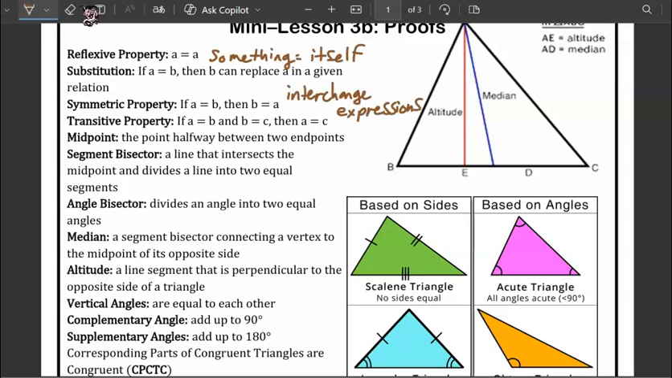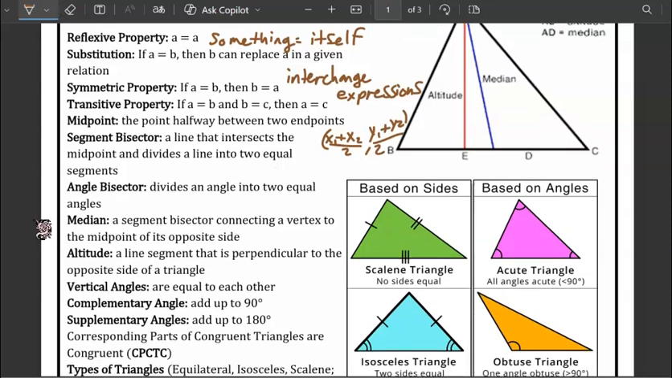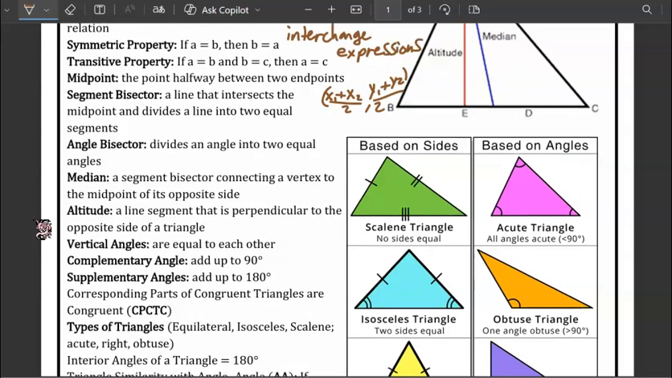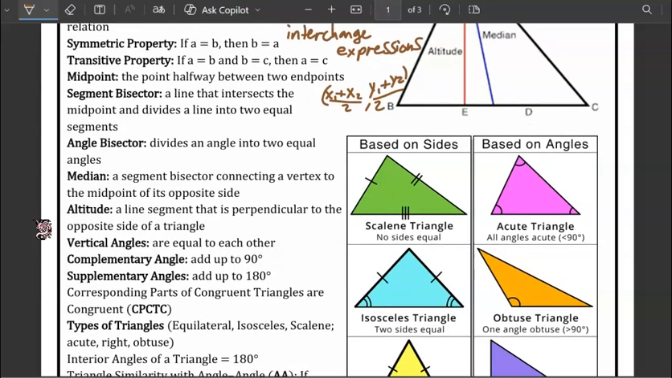Midpoint, the point halfway between two endpoints. Segment bisector, a line that intersects the midpoint and divides a line into two equal segments. Angle bisector, divides an angle into two equal angles. Median, a segment bisector connecting a vertex to the midpoint of its opposite side. Altitude, a line segment that is perpendicular to the opposite side of a triangle.